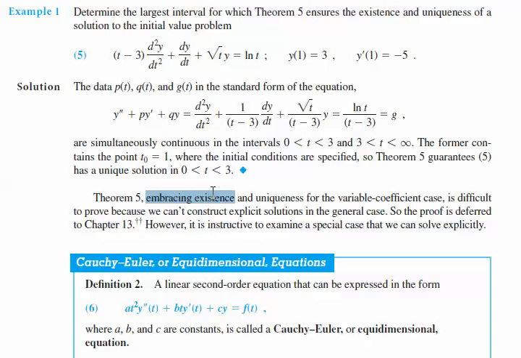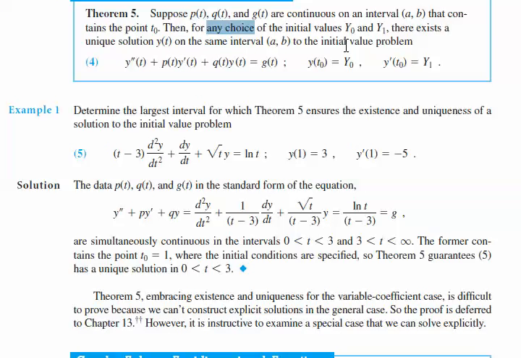Alright, Theorem 5, embracing existence and uniqueness for the variable coefficient case, is difficult to prove because we can't construct explicit solutions in the general case. So, for any choice of position and velocity, there exists a unique solution on the interval to the initial value problem. But if you let t sub naught and y sub naught and y sub 1 be just arbitrary values, in that situation we can't construct an explicit solution. We'll have to see why.